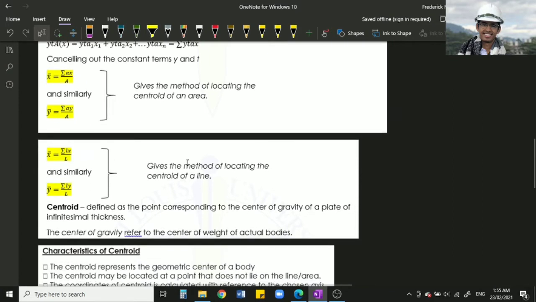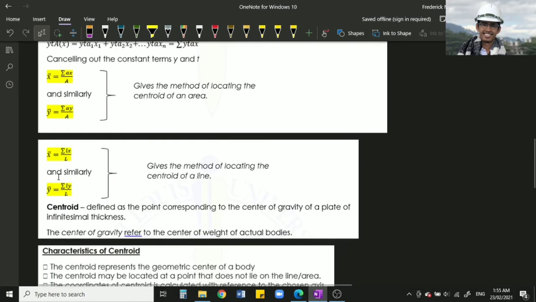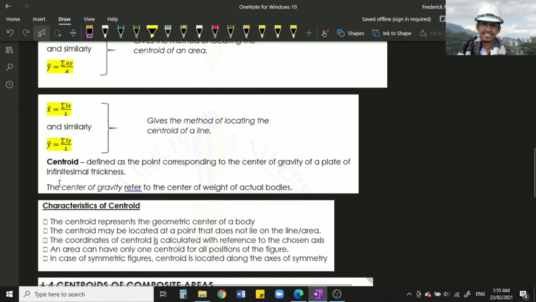So, same lang din kapag line naman yung ating pinag-uusapan, kasi this is areas and lines. Kapag line, that will be bar X is equal to summation of L times X over yung overall length ng ating material or ng ating line. Okay? So, ganun din dun sa ating bar Y.